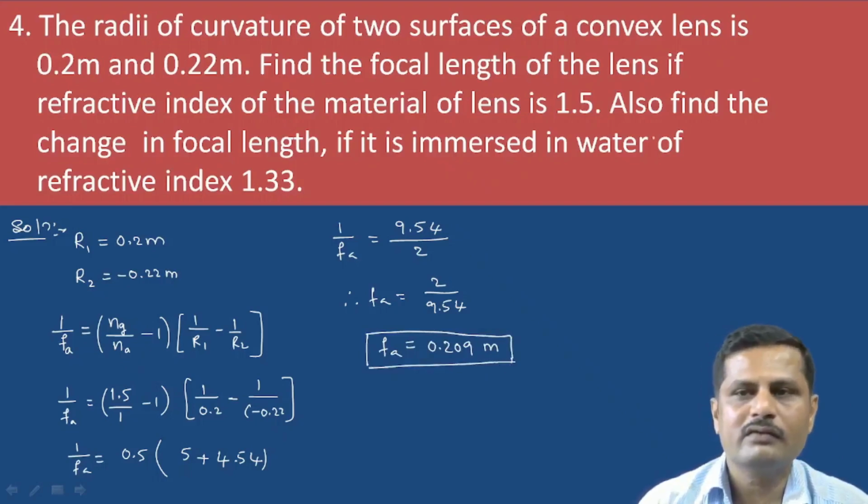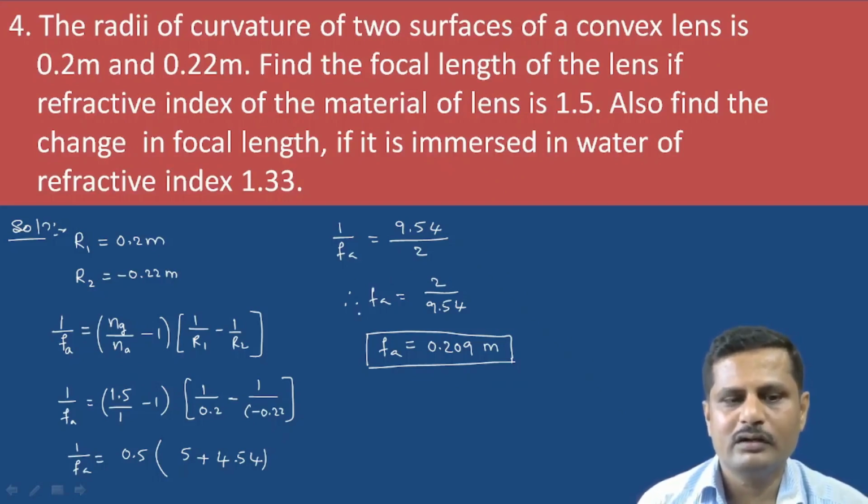Now in the second case, we need to find the focal length if it is immersed in water of refractive index 1.33. We need to find the change in the focal length. Whenever we place the lens in the water, its focal length changes. That means its focal length increases. So let's see how much the focal length will change.